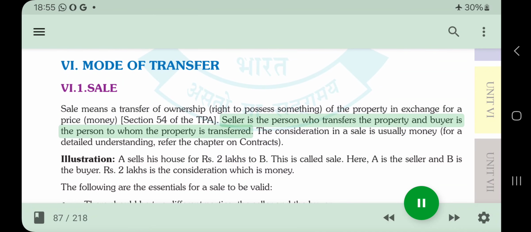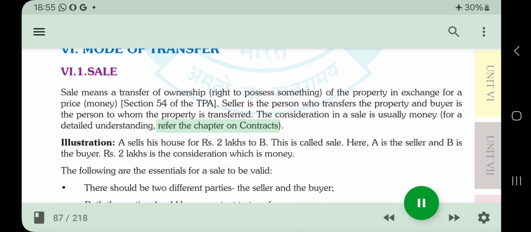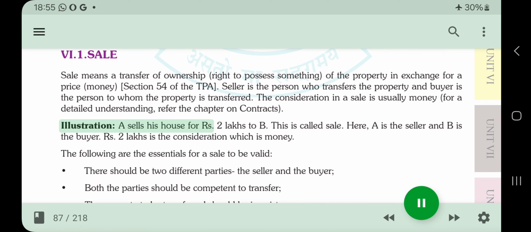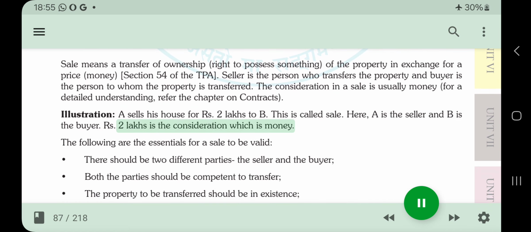Seller is the person who transfers the property and buyer is the person to whom the property is transferred. The consideration in a sale is usually money. For a detailed understanding, refer to the chapter on contracts. Illustration. A sells his house for Rs. 2 lakhs to B. This is called sale. Here, A is the seller and B is the buyer. Rs. 2 lakhs is the consideration, which is money.